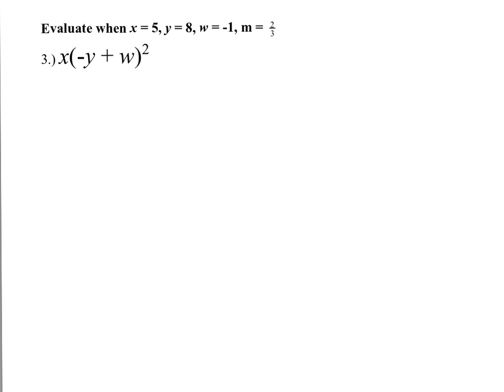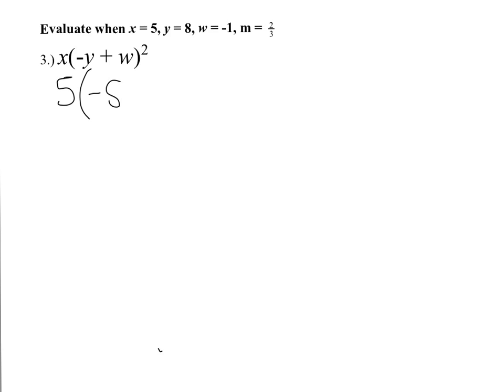So the first thing I want you to do is write the problem exactly as you see it, but we're going to replace the variables with the numbers. We are going to start first with x is 5. So let's replace that x with a 5. I'm going to put 5, put the parenthesis. Now, negative y just means we're going to put a negative sign in front of the y. The value of y is 8, so it just becomes negative 8. So I've got negative 8 plus w. W is negative 1, so I'm going to put negative 1 here and square it.